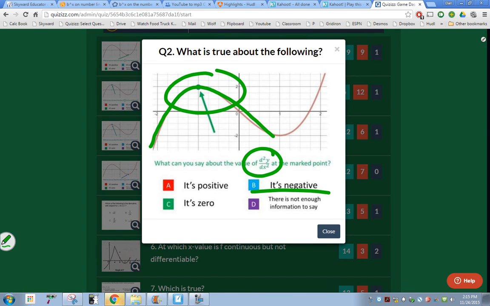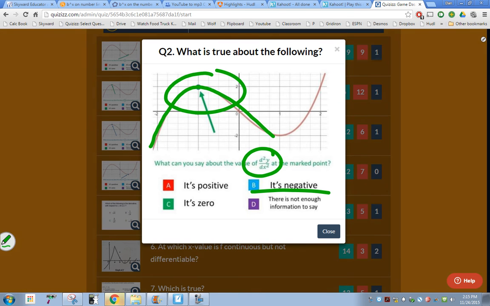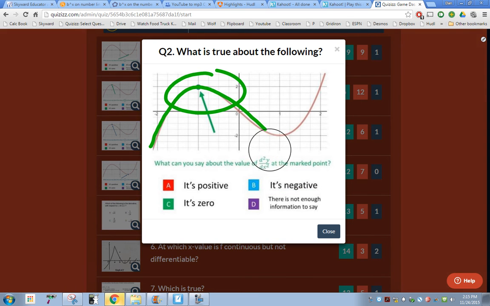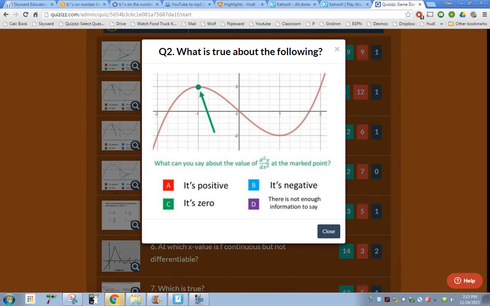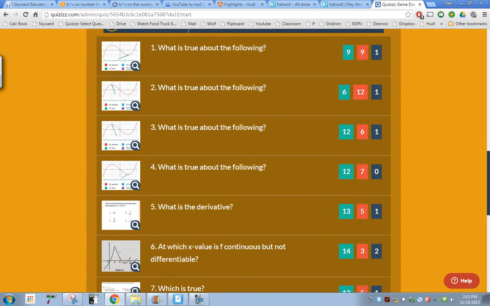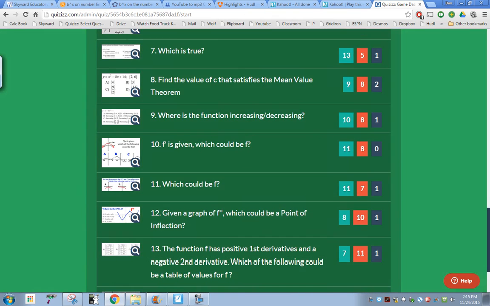When at the point, what's the second derivative? So that means what's the concavity at that point? Okay, that's what it's referring to. I know we weren't very good at those, but that's what it's asking. It should have been negative. Okay, let's look for another one we did poorly on. We're going to work through that.